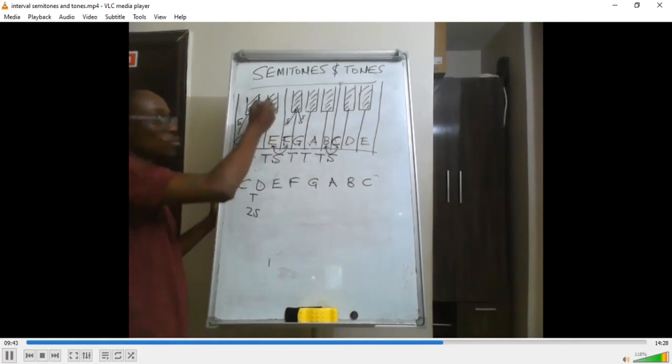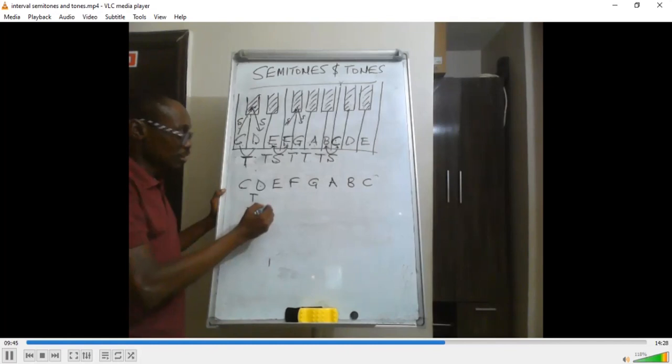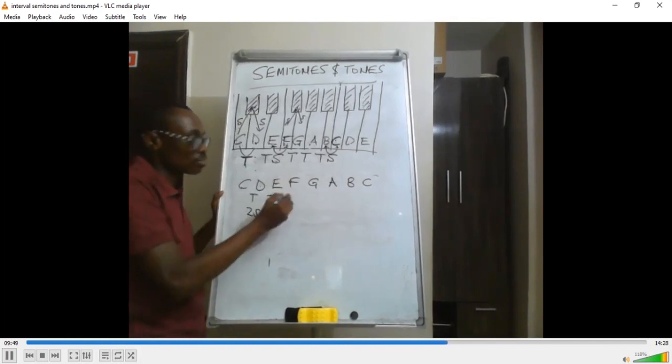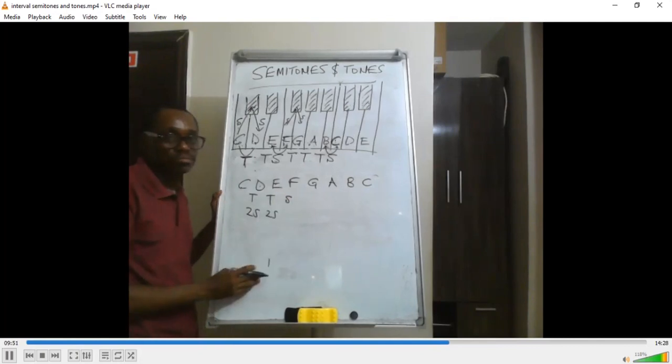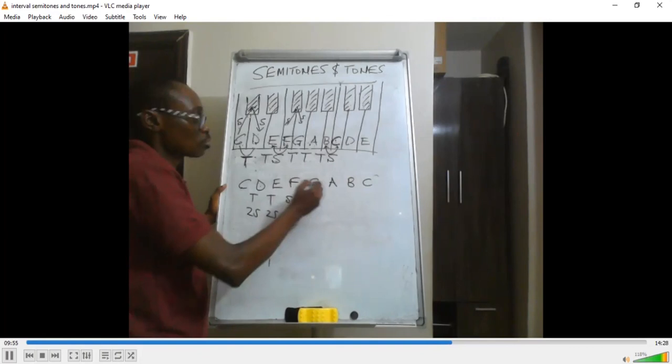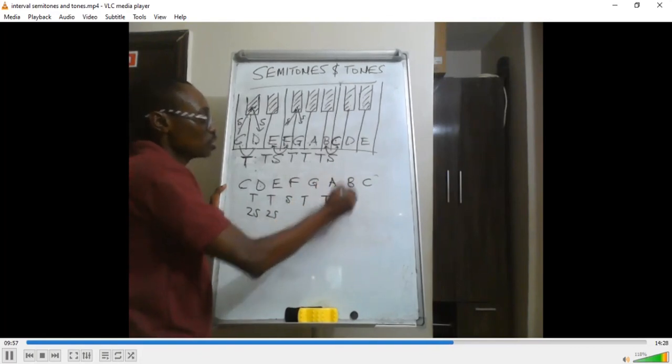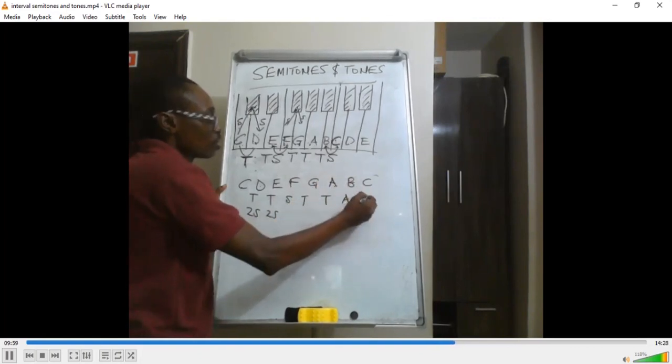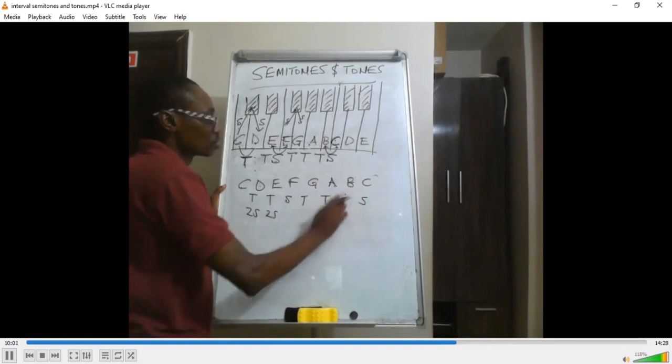A tone because of the black key. That is two semitones. From E to F, what do we have? A semitone. From F to G, we have a tone. From G to A, we have a tone. From A to B, we have a tone. From B to C, we have a semitone.